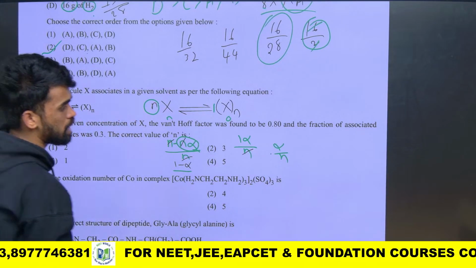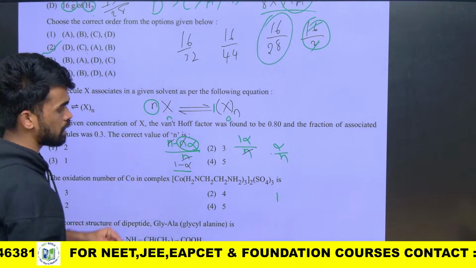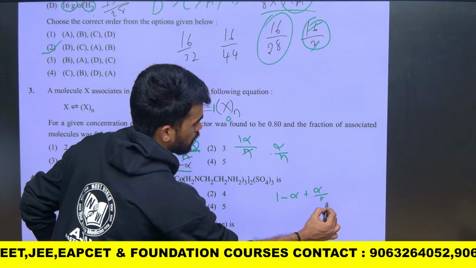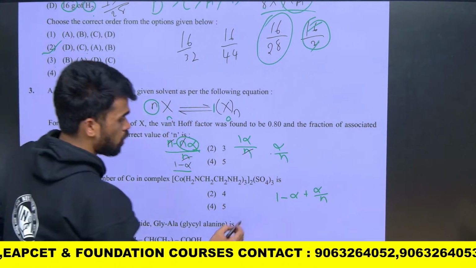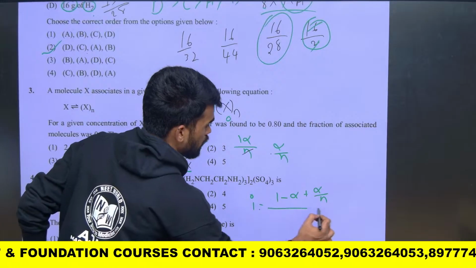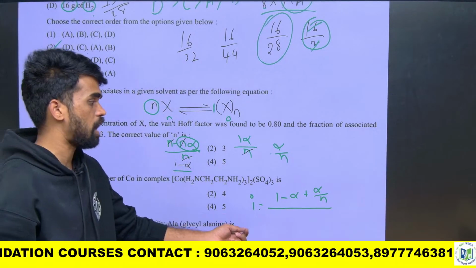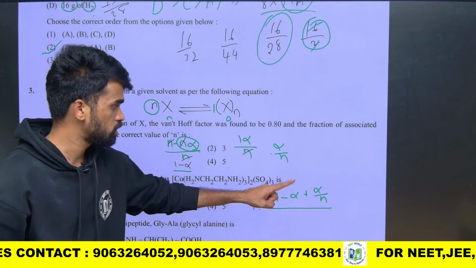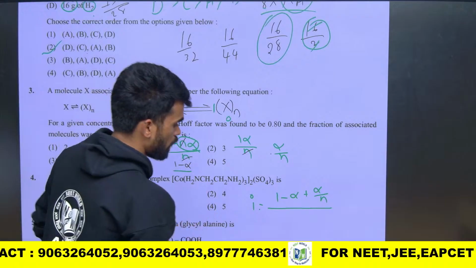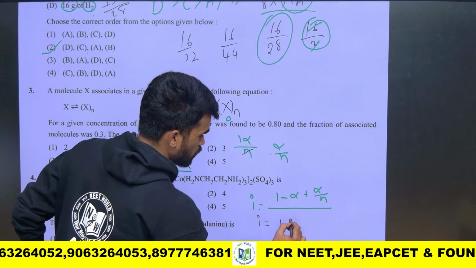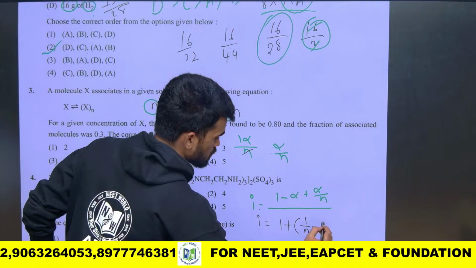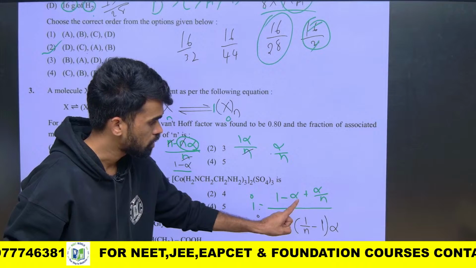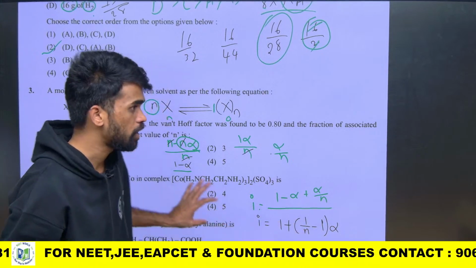So now total number of particles are how many? Add these total numbers: 1 minus alpha plus alpha by n. So this is the total number of particles. Now Van 't Hoff factor i is given as the total number of particles after association or dissociation by the initial number of particles, like this. So this is the remaining thing we are having. So now I can also write i equals 1 plus 1 by n minus 1 alpha. Why am I writing like this? 1 by n minus 1 alpha is taken as common here. I hope this is clear.